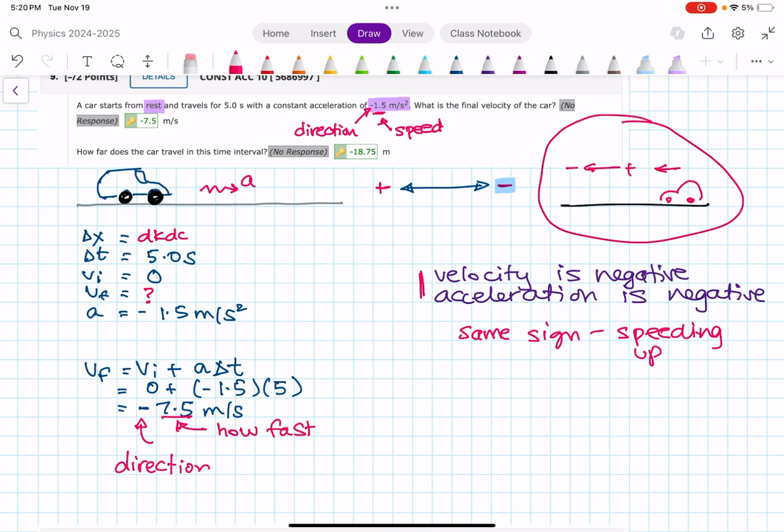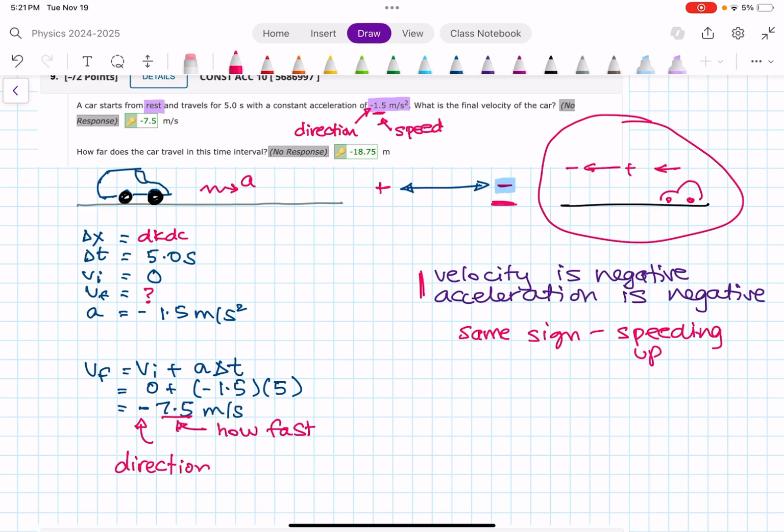So you can see if it started at 0 and it ended up at 7.5, it's getting faster and faster. But since it's moving in this negative direction, we know that it's getting faster and faster in the negative direction. So really try to keep track of the difference between the sign and the number. And it's important to keep track of those negative signs. They can kind of get you if you're not paying attention.